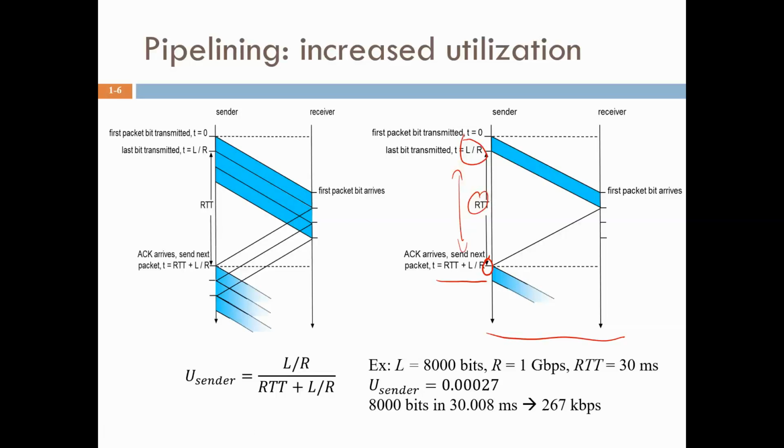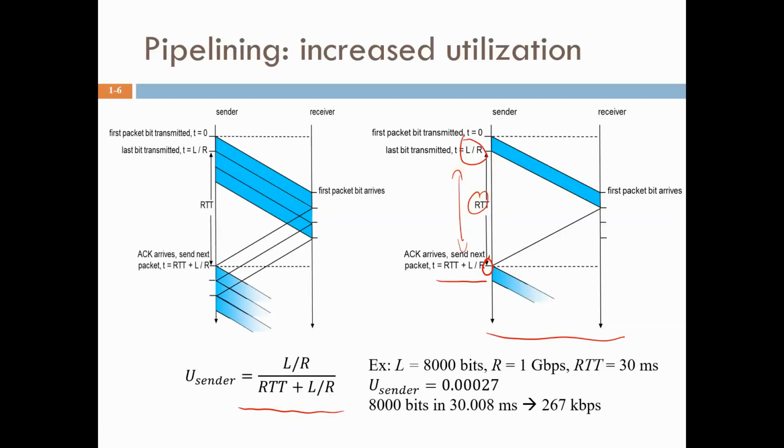So the percentage of the time that the sender was busy doing something, which is actually the efficiency or the utilization of this stop and wait method, is L over R over RTT plus L over R. L over R is the busy time. RTT plus L over R is actually the total time. So it's the busy time over the total time.